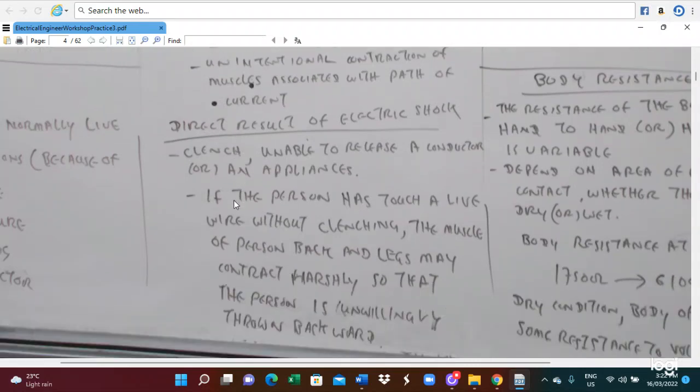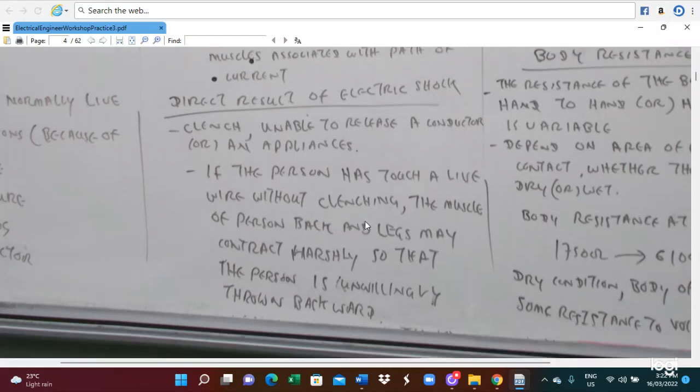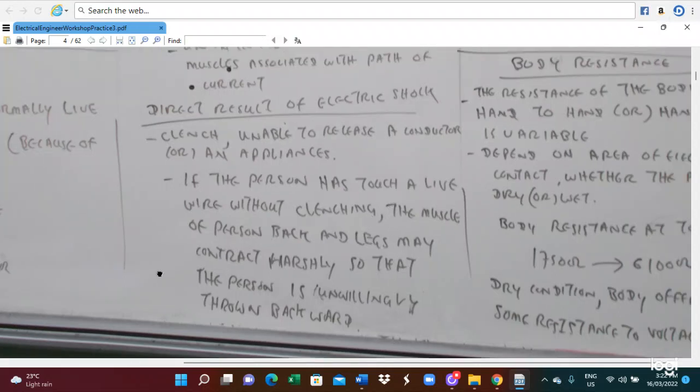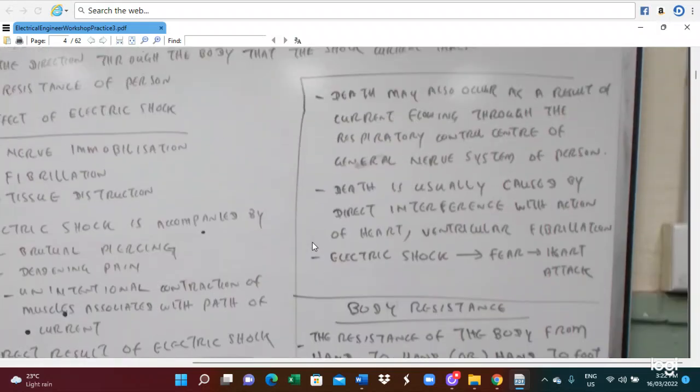With electric shock, the hands may be unable to release a live conductive wire. When you are shocked, you cannot release your grip on the electrical wire, it is difficult to let go. Current will keep flowing, and in this way a person can die. If the person touches a live wire without clenching, the muscles of the back and the legs may be contracted harshly, so that the person is thrown backward. This is the effect the electric current can have.